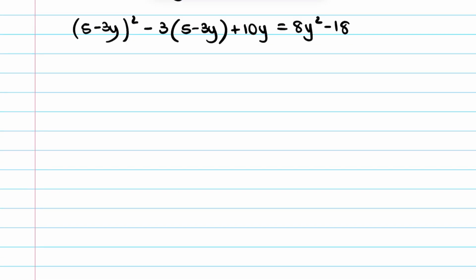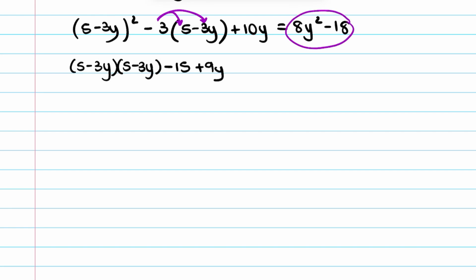Now we want to expand these brackets, and I'm going to multiply my negative 3 into my bracket with the 5 and with that negative 3. So we're going to have (5 minus 3y) times (5 minus 3y) minus 15, because remember I'm multiplying this into the bracket here, plus 9y, and then I'm going to write the rest of my equation as it is. But I'm going to take these over the equal sign and change their signs. So I'm going to have plus 10y minus 8y squared plus 18 is equal to 0.